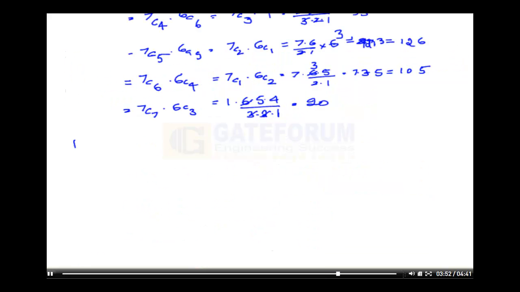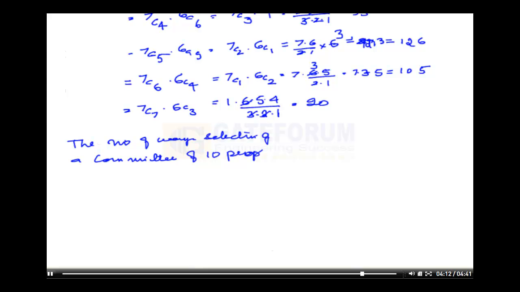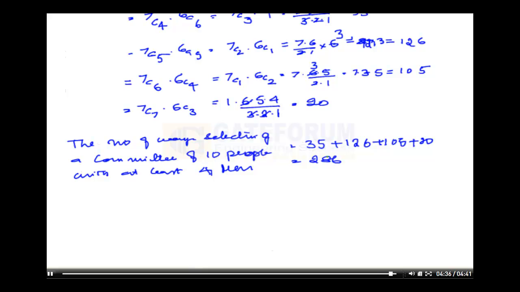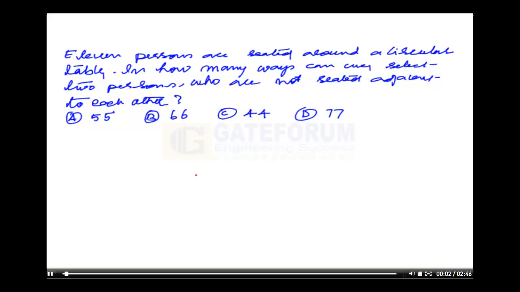So therefore the total number of ways of selecting a committee of 10 people with at least 4 men is equivalent to 35 plus 126 plus 105 plus 20, that is equivalent to 286. Hence your answer is D.